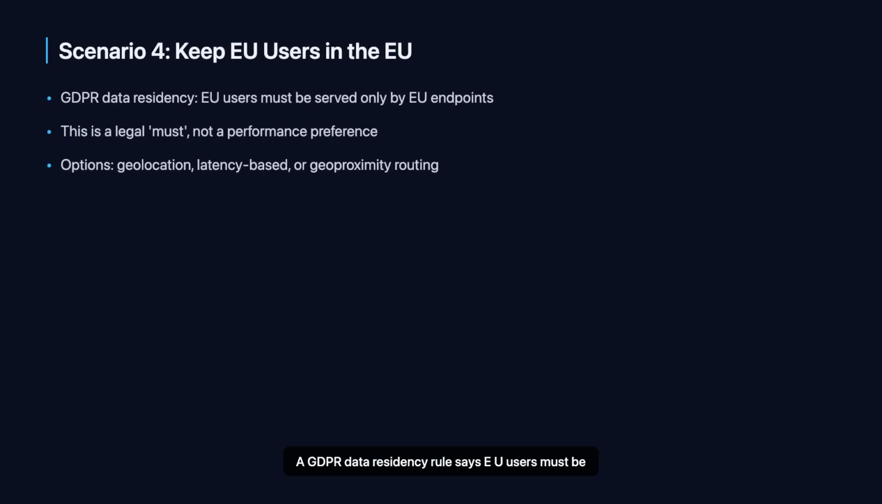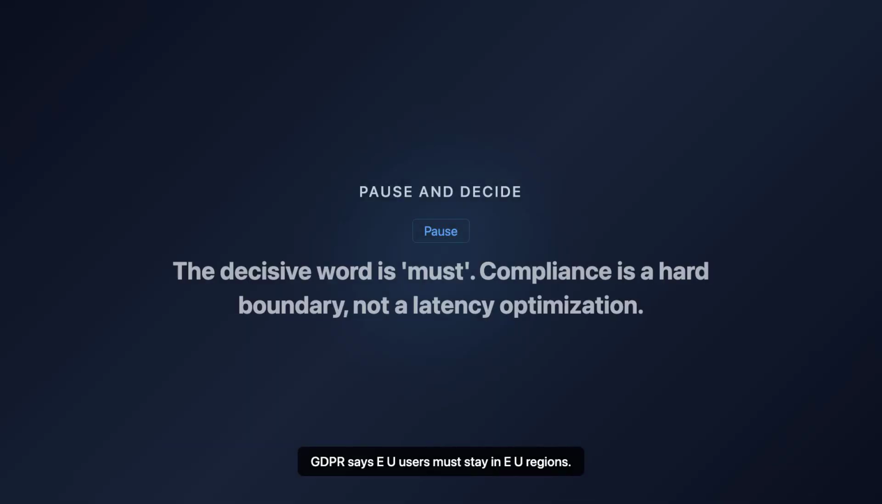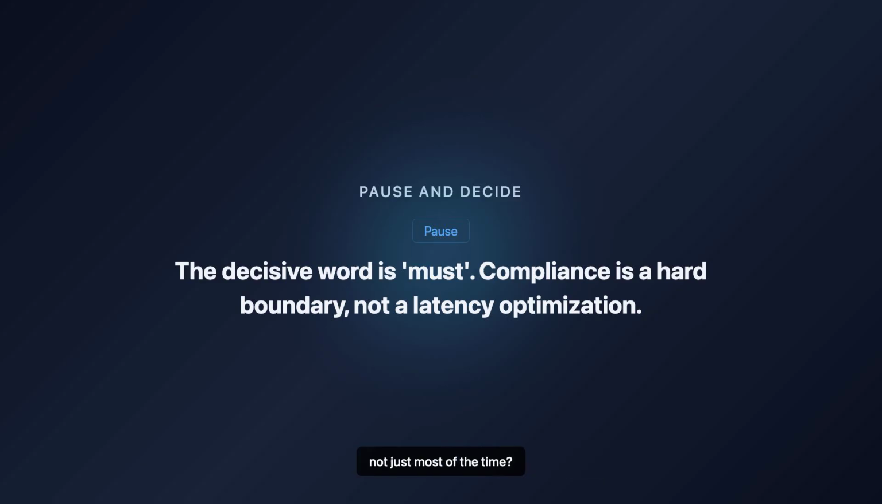Scenario 4. A GDPR data residency rule says EU users must be served only by EU endpoints. That word must is doing a lot of work. This is a legal boundary, not a performance preference. The options are geolocation routing, latency-based routing, and geoproximity routing. GDPR says EU users must stay in EU regions. Which routing policy enforces that on every request, not just most of the time? Lock in your answer before I give it away.